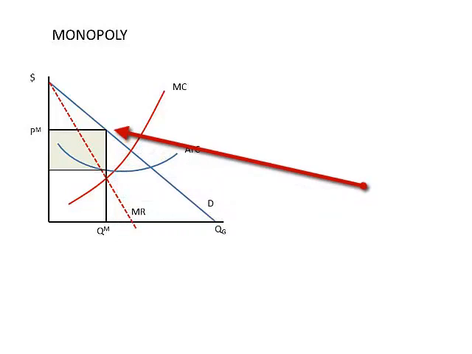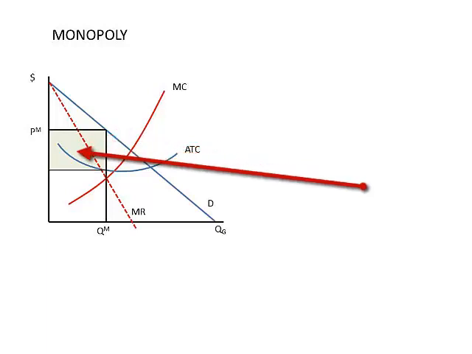And then if you take the price minus the average cost, and you multiply that by the quantity produced, we will have the monopolist's profits. But even though the monopolist is making profits, no firm can enter the market because there are some barriers to entry here. And therefore, the monopolist will be able to make these positive profits in the long run.